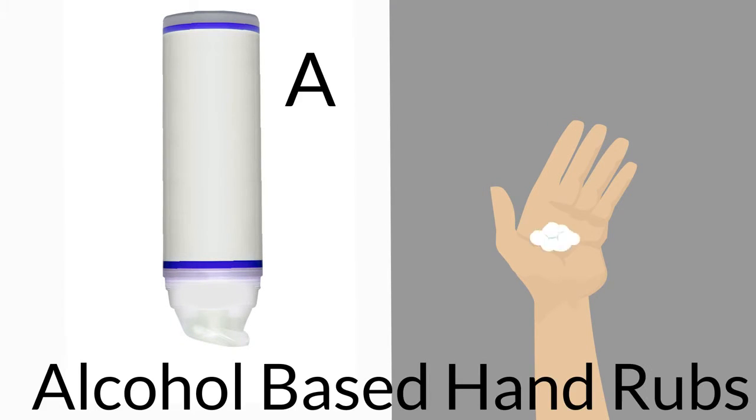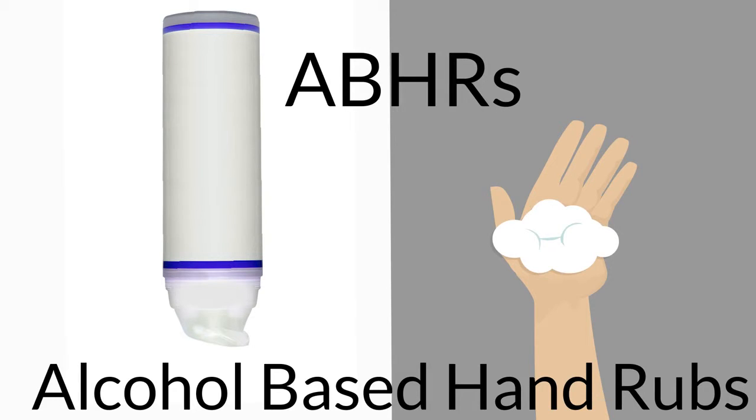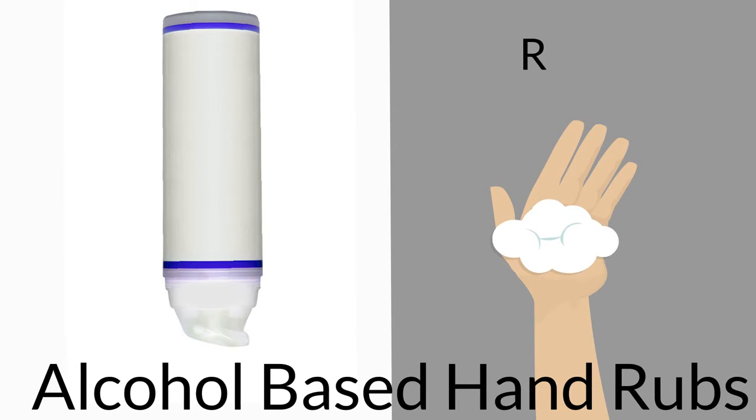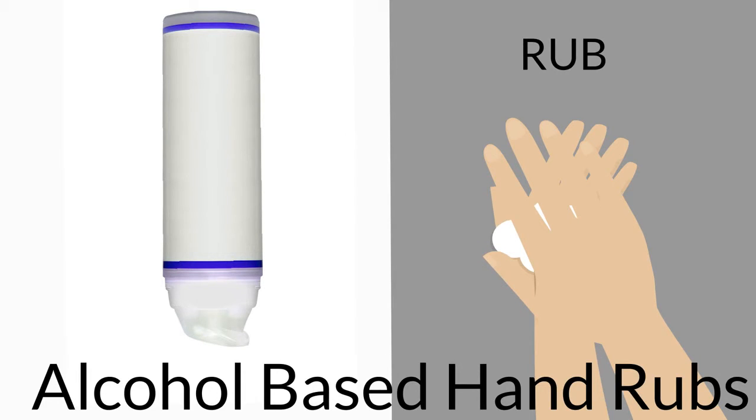When using alcohol-based hand rubs, you should apply the amount of product required into the palm of your hand and rub the solution over your hands, fingers, and fingertips. Rub them until the solution evaporates, which is around 20 seconds.